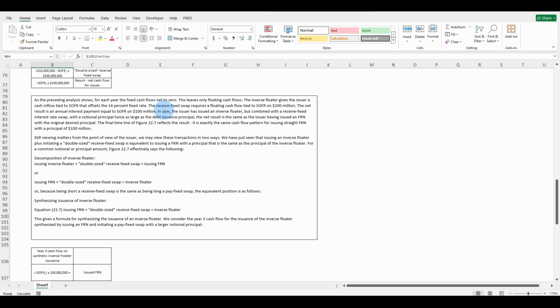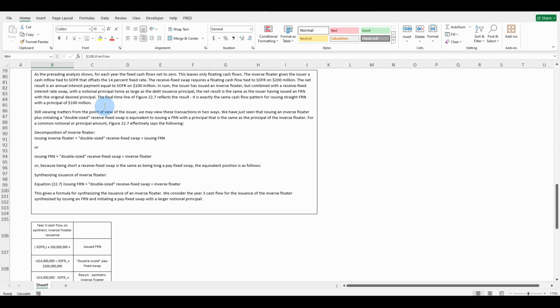In sum, the issuer has issued an inverse floater but combined with a received fixed interest rate swap with a notional principal twice as large as the debt issuance principal. The net result is the same as the issuer having issued an FRN with the original desired principal. The final timeline of figure 22.7 reflects the result. It is exactly the same cash flow pattern for issuing a straight FRN with a principal of 100 million.